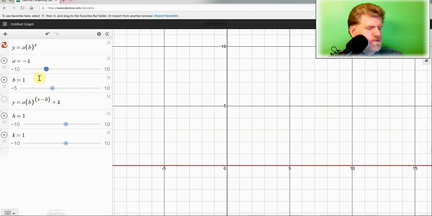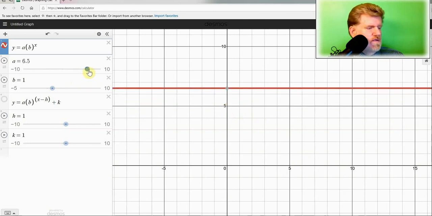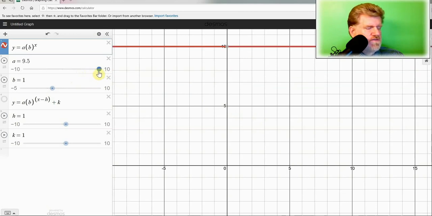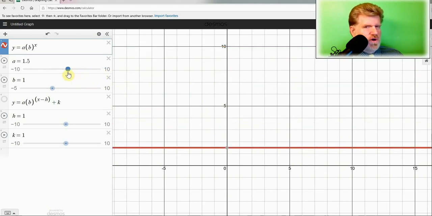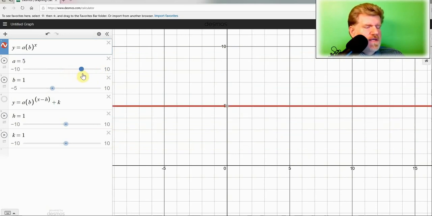It just goes up and down. Notice when A is 5, it crosses right through 5, right there. When A goes up to 10, it crosses through 10. So A is the y-intercept. Now don't get confused. It's not always the y-intercept, not like a linear function. But it's a starting value. We kind of call it a starting value. And I'll explain what starting values mean in a little bit.